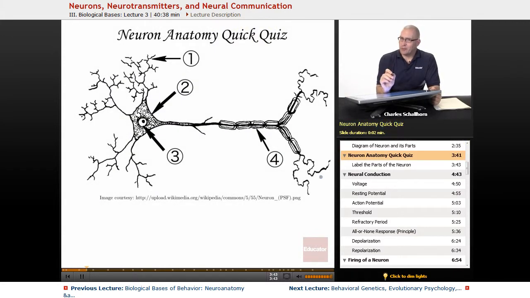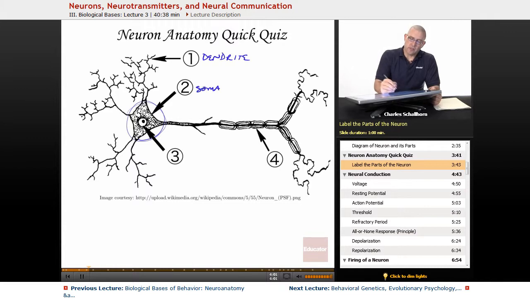So, quick quiz. How much were you paying attention? Number one here, these receiving neurons. What is that going to be called? Dendrite. This whole thing right here, that's going to be the soma. Remember, soma is the Greek word for body. So the soma is the body of the cell.